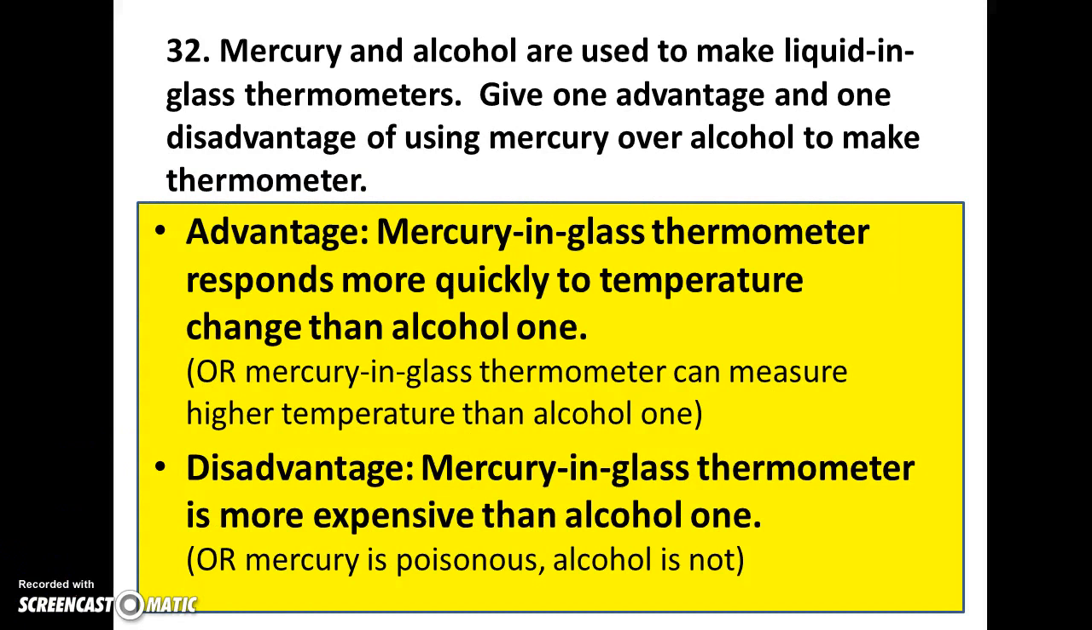Question 32. Give one advantage and one disadvantage of mercury in glass thermometer. Advantage: mercury in glass thermometer responds more quickly to temperature change. Disadvantage: mercury in glass thermometer is more expensive.